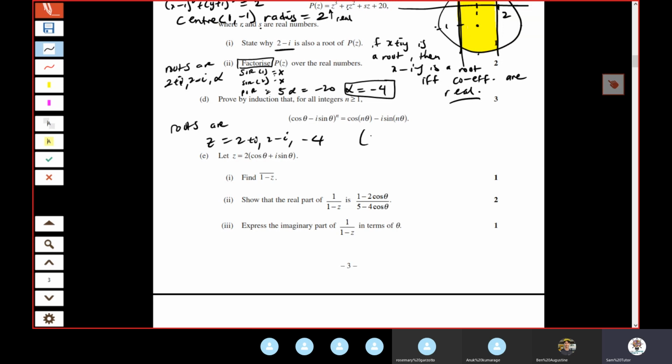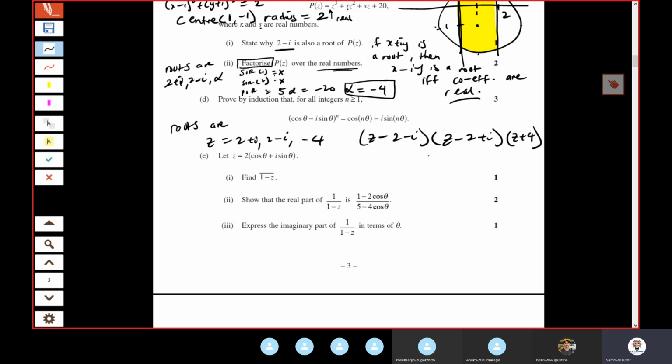So what you're going to do is have z minus 2 minus i, then the other one would be z minus 2 plus i, and your last one will be z plus 4. The reason why I said it's over the real numbers is because technically this isn't real, is it? This is factorized over the imaginary. So what you've got to do is expand this and simplify that.